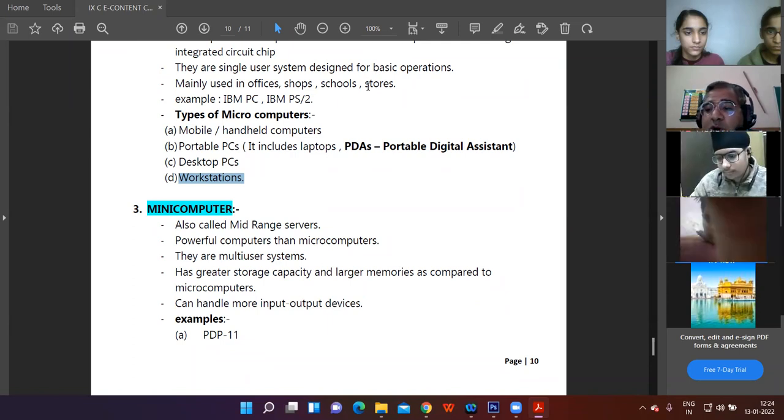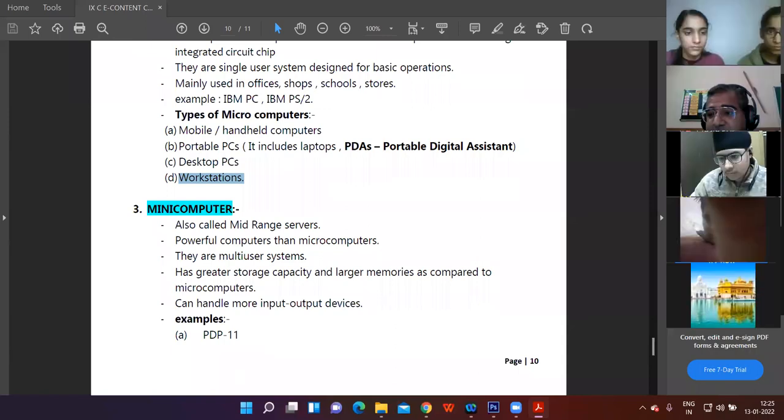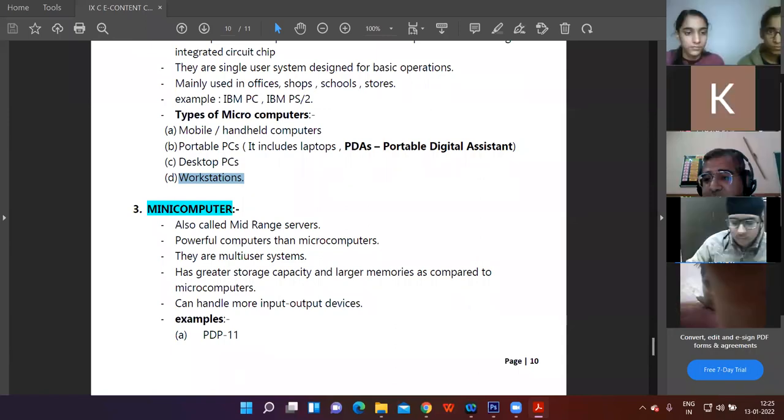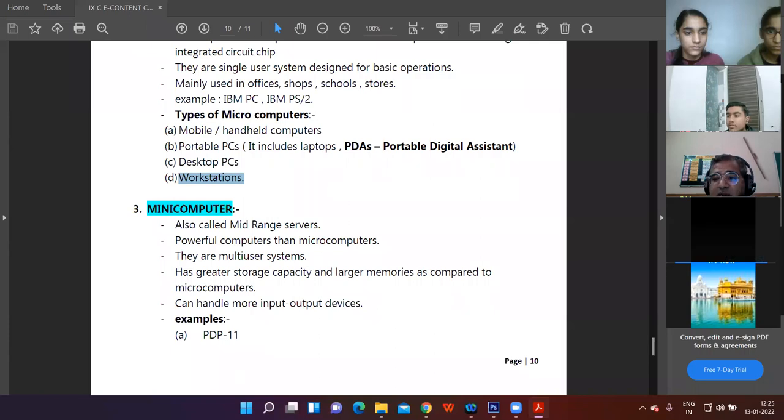Three computers operation wise. Name three computers operation wise. Yes, who will tell? Three computers operation wise. Yes, Kanish. Sir, analog computers, digital computers, hybrid computers. Very right, Kanish. Analog, digital and hybrid.